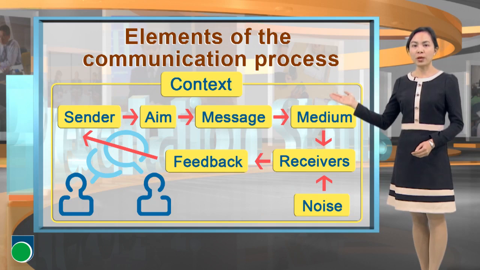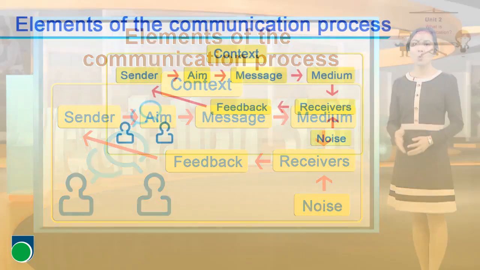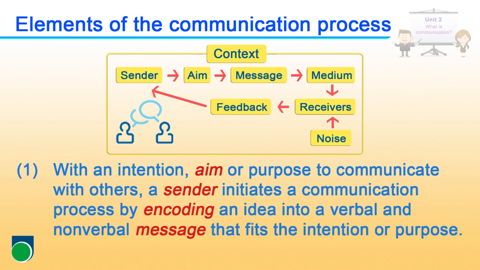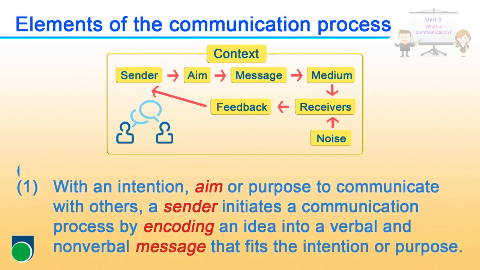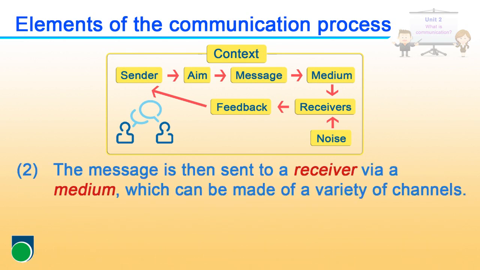In the figure, you can see the main elements of the communication process and the flow and relationship between these elements. With an intention, aim, or purpose to communicate with others, a sender initiates a communication process by encoding an idea into a verbal and non-verbal message that fits the intention or purpose. The message is then sent to a receiver through a medium, which can be made of a variety of channels.